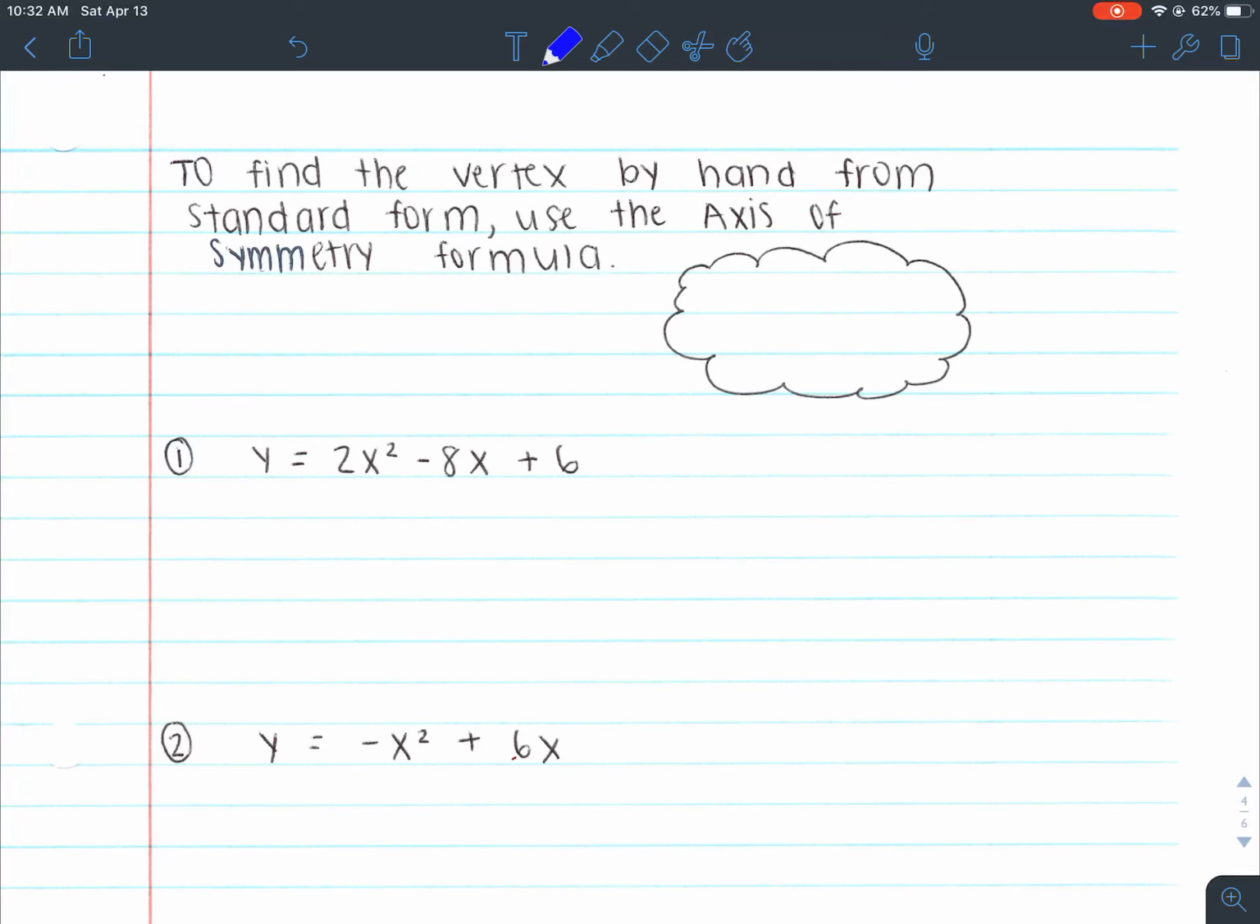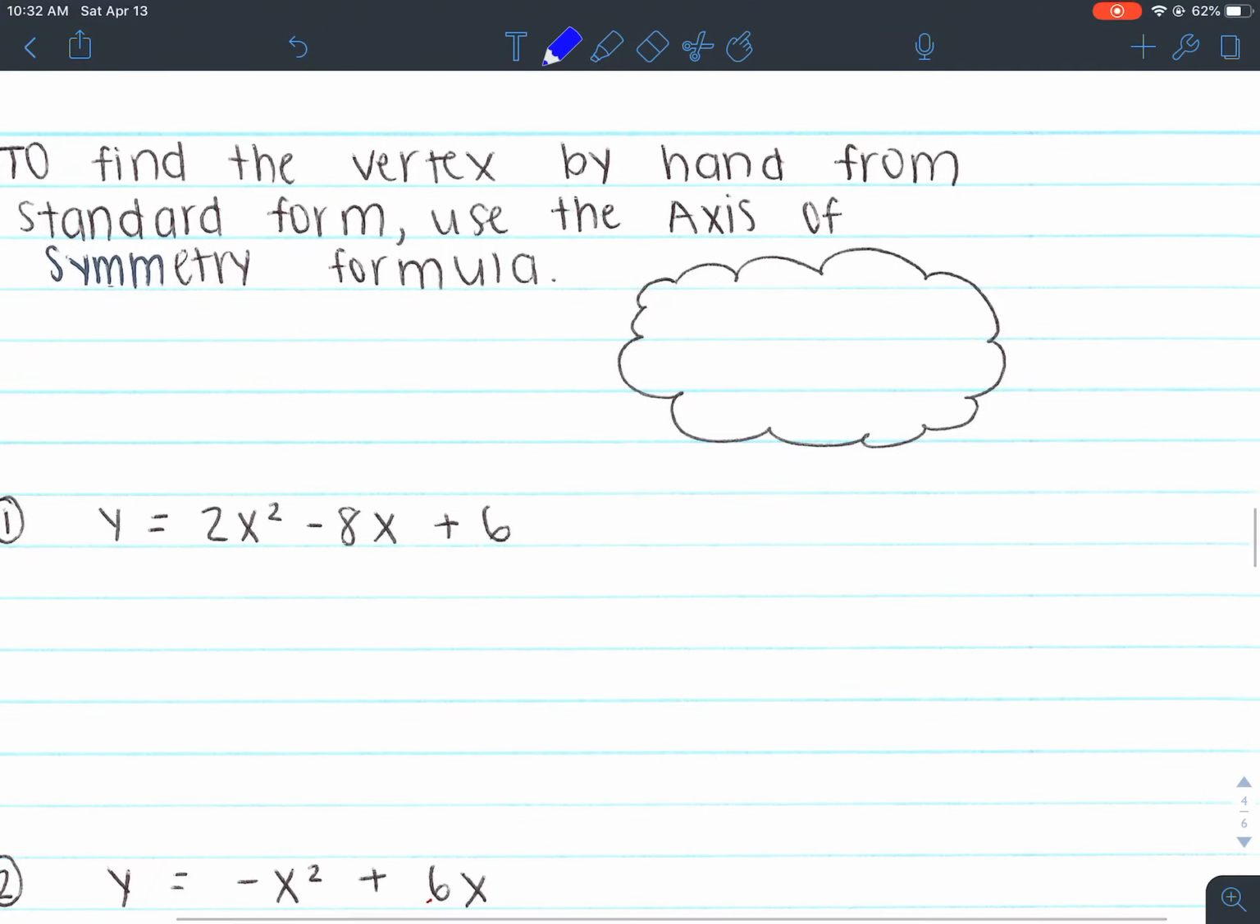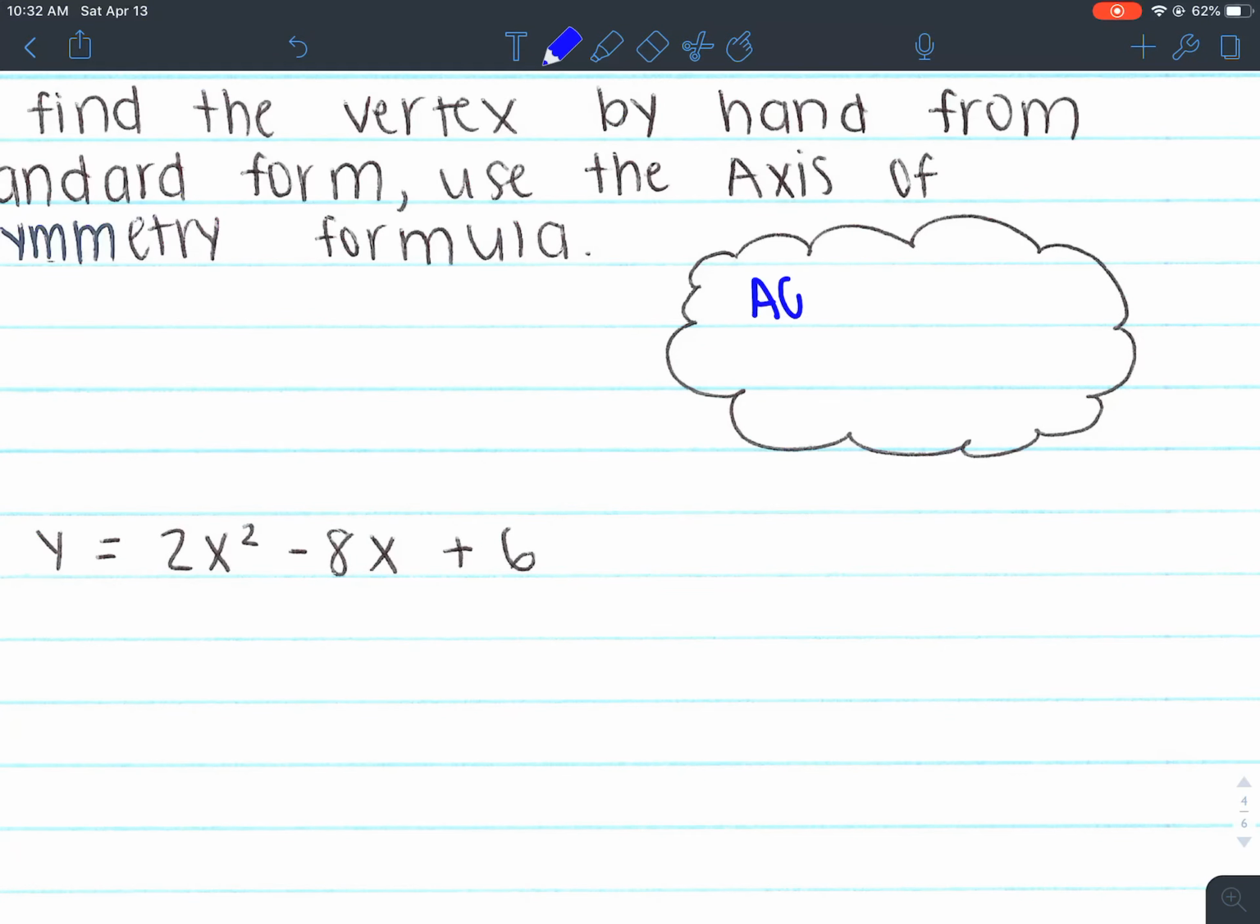And we're going to move on to the next section of the notes, which is how to find the vertex by hand from standard form using the axis of symmetry formula. Okay? Now from the very, very, very front page, the axis of symmetry formula.